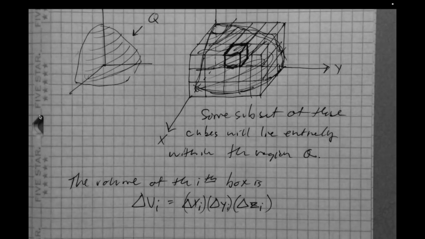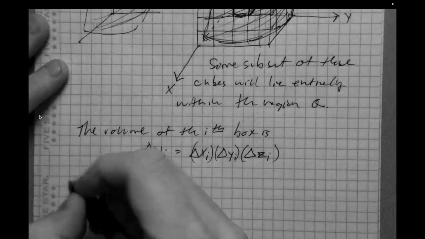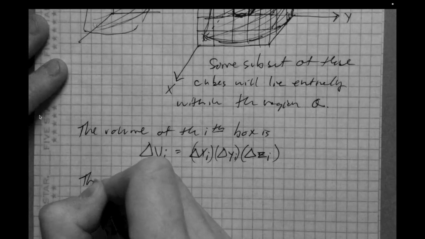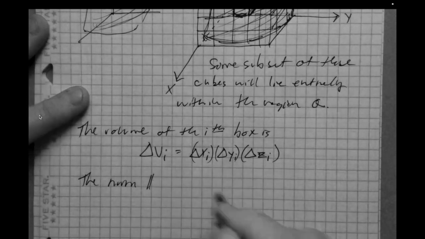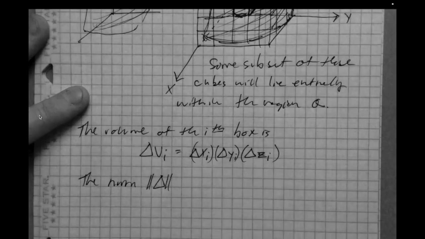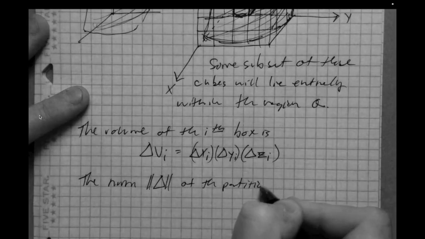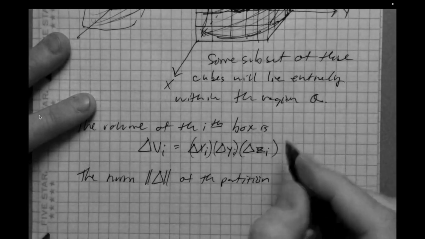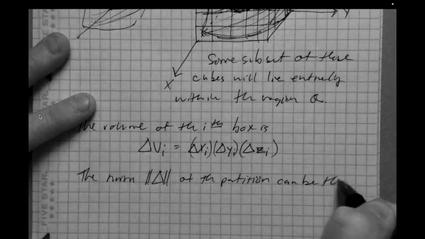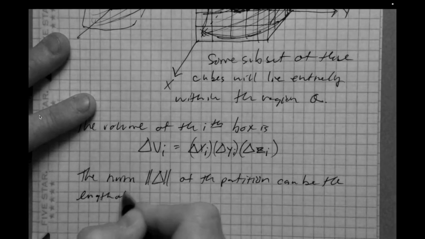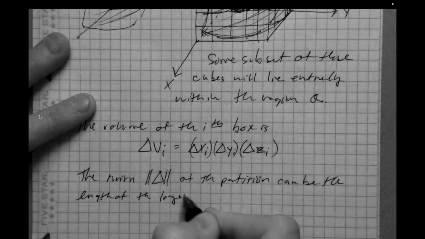Now, if we were to aggregate over all the delta v i's, then we would come up with an approximation of the volume of Q. Just like before, we can define a norm. The norm of the partition, which we'll denote in the usual way, can be the length of the longest diagonal.